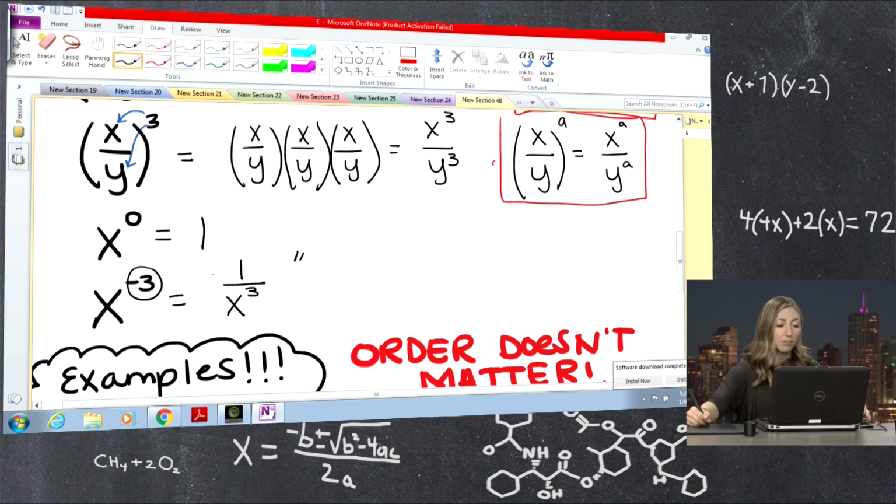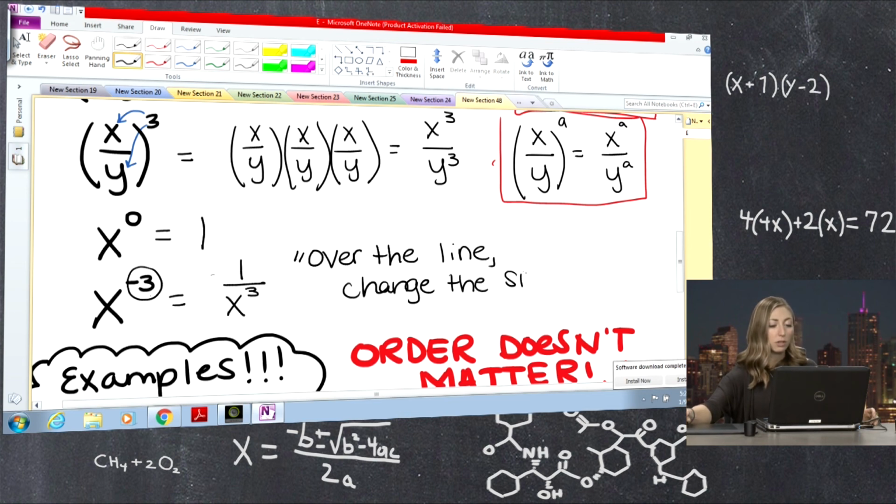I have this little catchphrase that I use that sometimes helps me remember what to do: over the line and change the sign. So what we do with that is I take my base and I move it over a fraction bar, and then I make the exponent positive. It turns into positive.